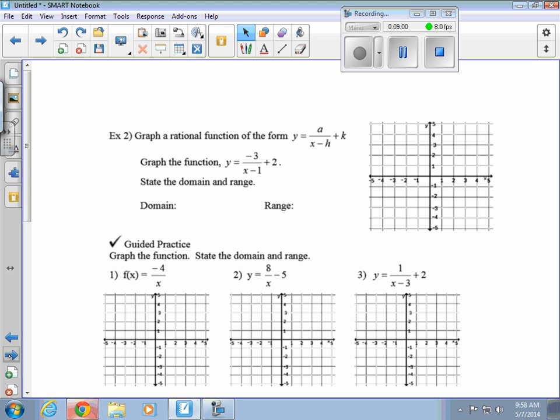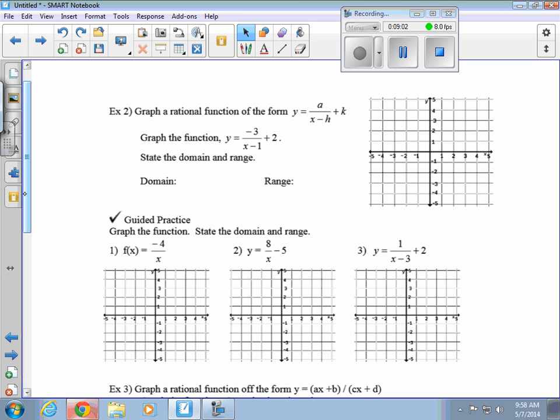So if we go to example 2, it says graph the function y equals negative 3 over x minus 1 plus 2. Now, generally, on these functions, where are the asymptotes? At what and what? X equals 0 and y equals 0, right?